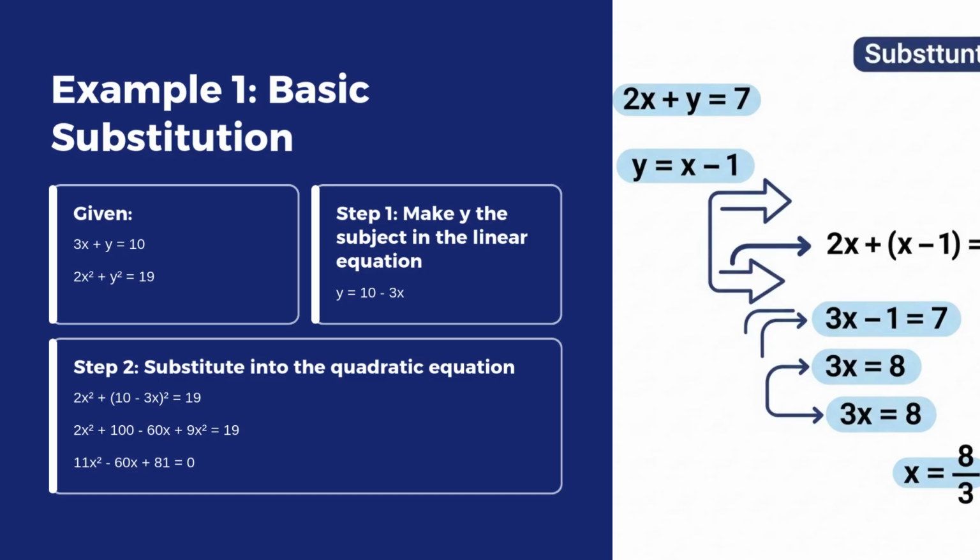Now collect like terms. 2x squared plus 9x squared equals 11x squared. So the full equation is 11x squared minus 60x plus 81 equals 0. This is simplified by combining the x squared terms and bringing all terms to one side of the equation. At this point, we have reduced the system of equations into a single quadratic equation. 11x squared minus 60x plus 81 equals 0.